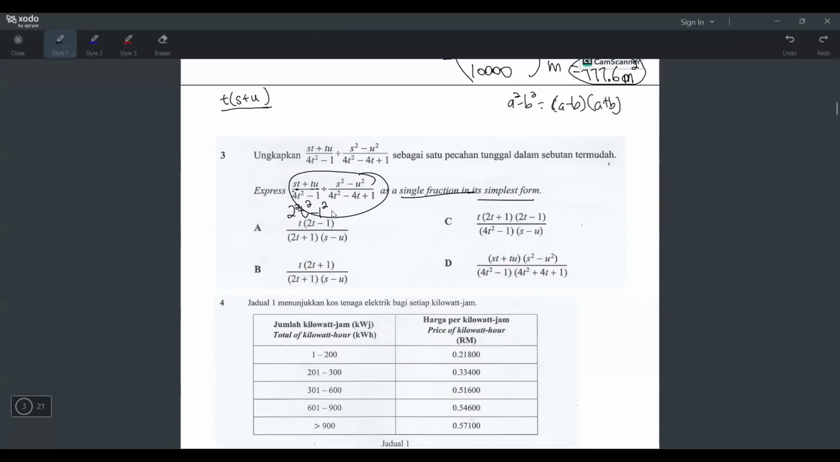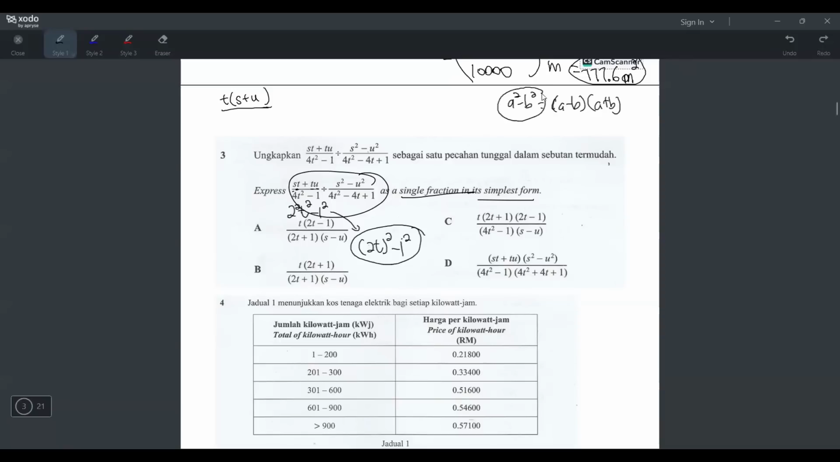Sebab saya tahu 2 square, T square minus 1 square, kita boleh tulis dia macam ni. Kita boleh tulis dia 2 bracket T square minus 1 square macam ni. Okay, because the 2 and T, they both have square, right? So we can write it like this, right? Just write 2T bracket square. And kenapa saya tulis macam ni?